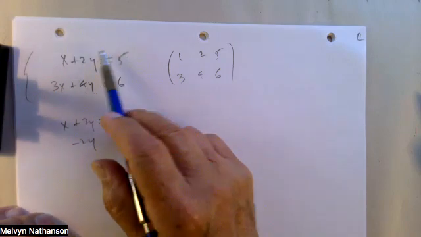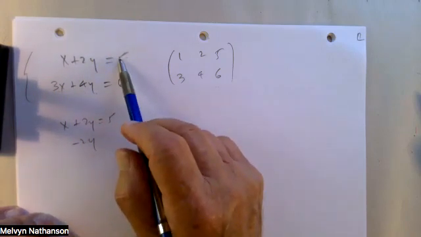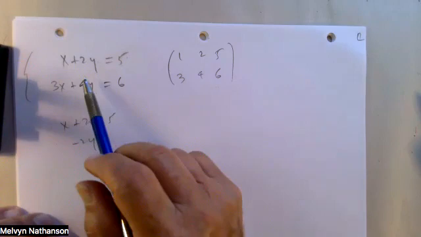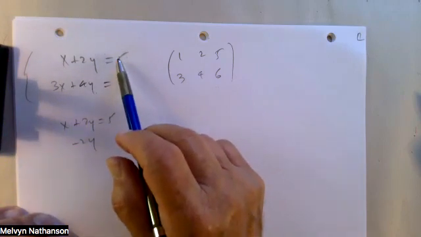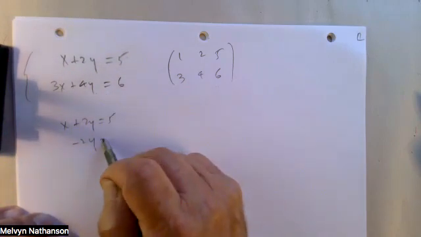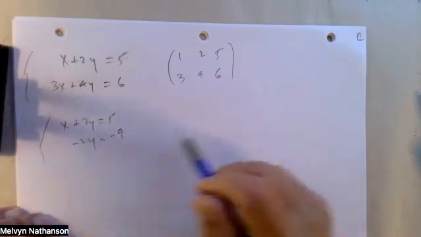Sorry, I'm multiplying this by 3. Yes, multiplying this by 3, I get 15. 6 minus 15 is minus 9.